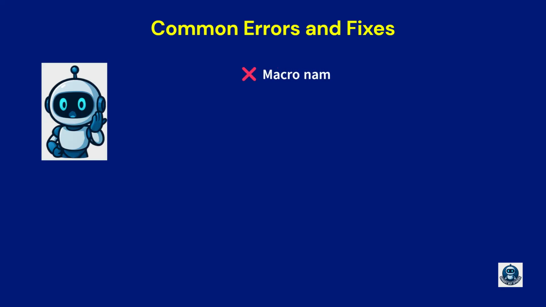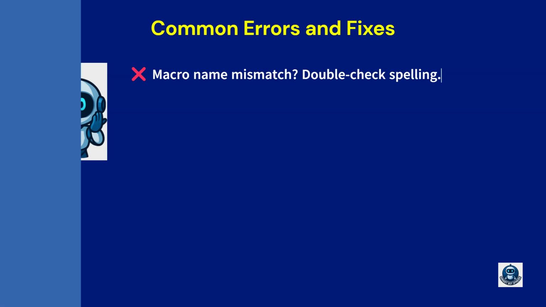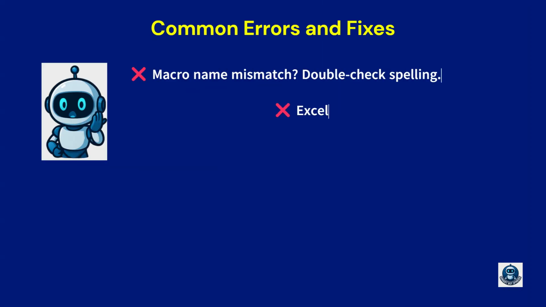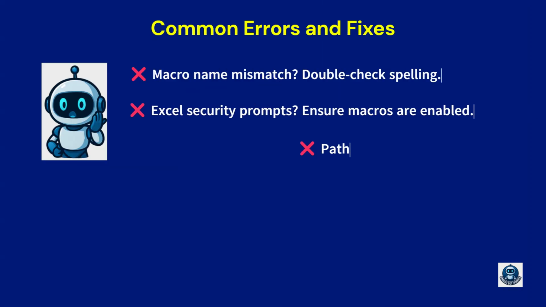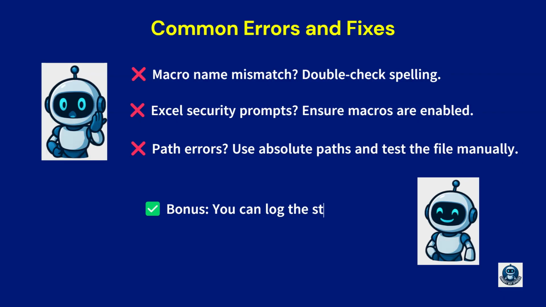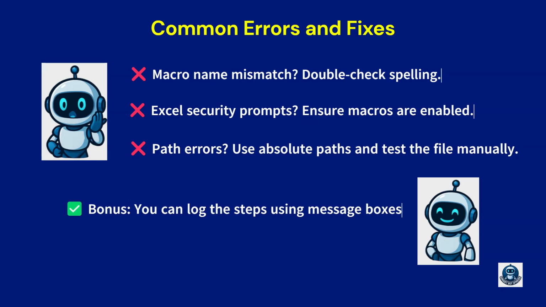Here are some common issues and fixes. Please make sure you've added the correct sub-procedure name, that is the macro name, in the Power Automate flow. Macros must be enabled in MS Excel. If there is a path error, check that the program path is mentioned correctly. Use absolute paths and test the file manually. One bonus tip: you can log the steps using message boxes or write to a log file in VBA.